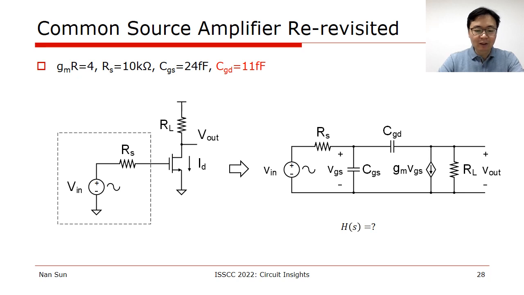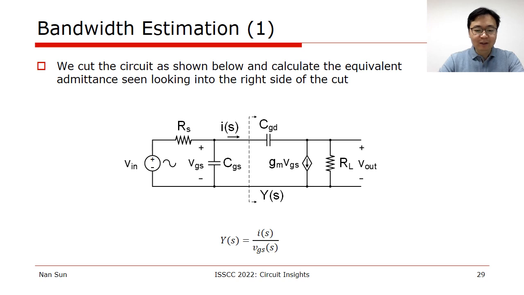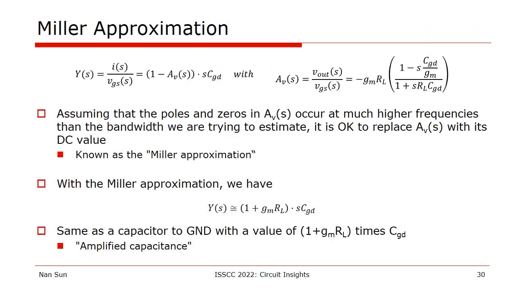Okay, so now let's include CGD in our small signal model, and we can get the circuit shown on the right-hand side of this slide. So how can we calculate the transfer function and figure out the bandwidth then? Well, we can cut the circuit and calculate the equivalent admittance seen looking into the right-hand side of CGD. We can then get the expression shown above.